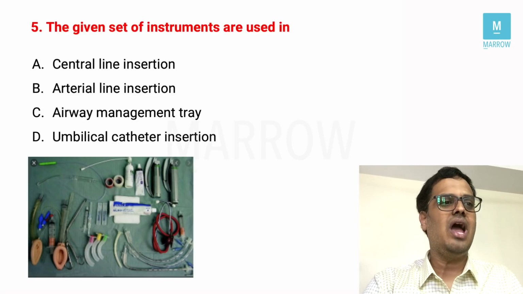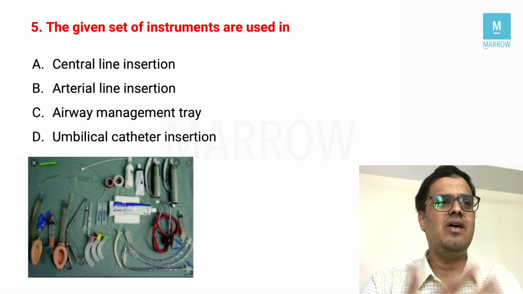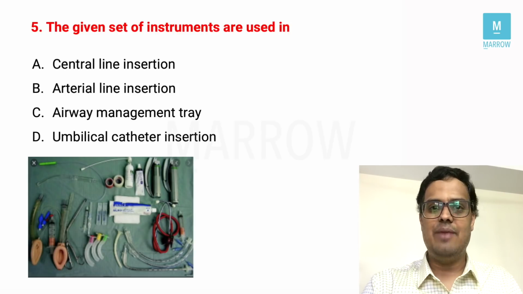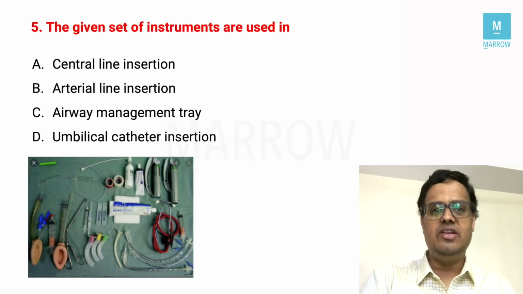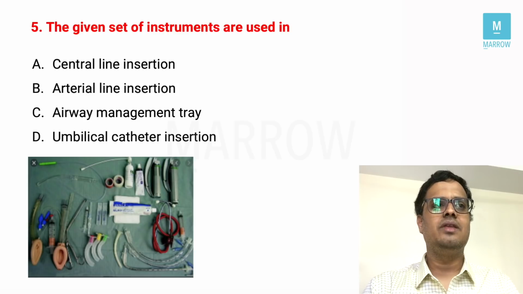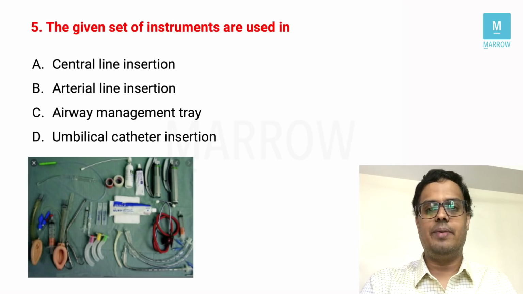Obviously it is looking like you have some LMAs, you have airways, nasopharyngeal airways, laryngoscopes. What can it be? The answer is very clear. That is an airway management tray or a difficult airway cart, whatever it might be, right? So this is pretty straightforward, purely anesthesia related.